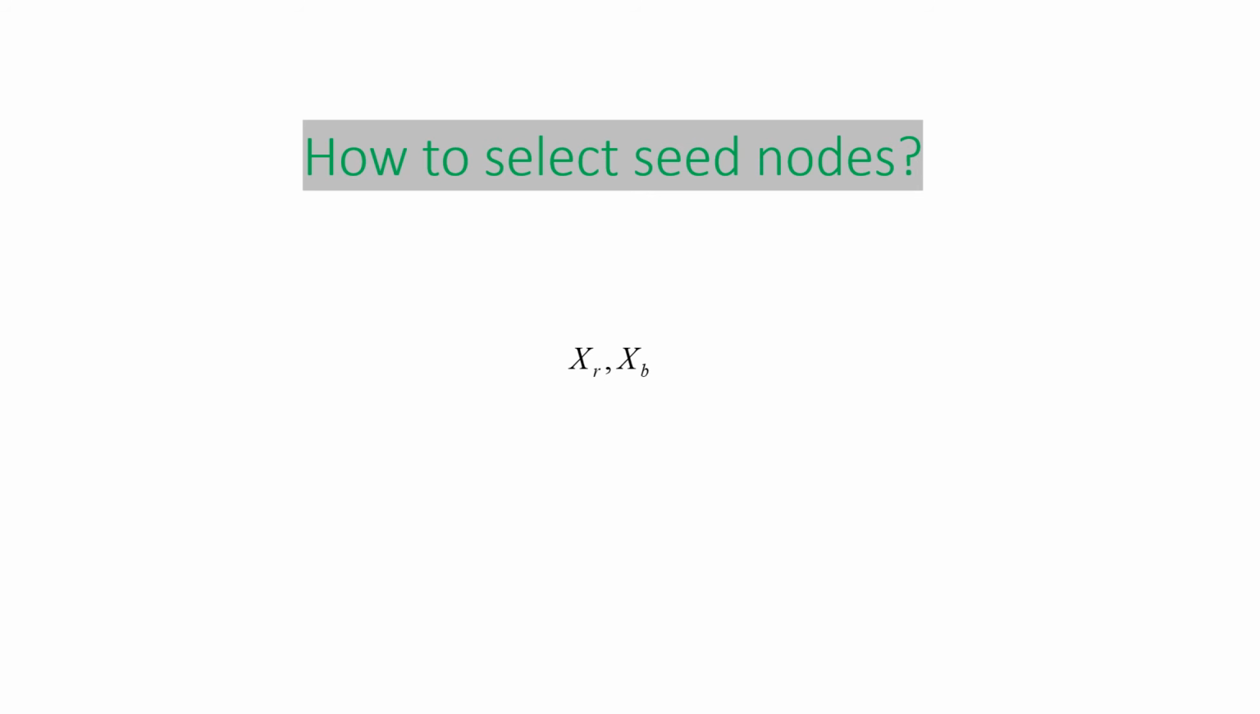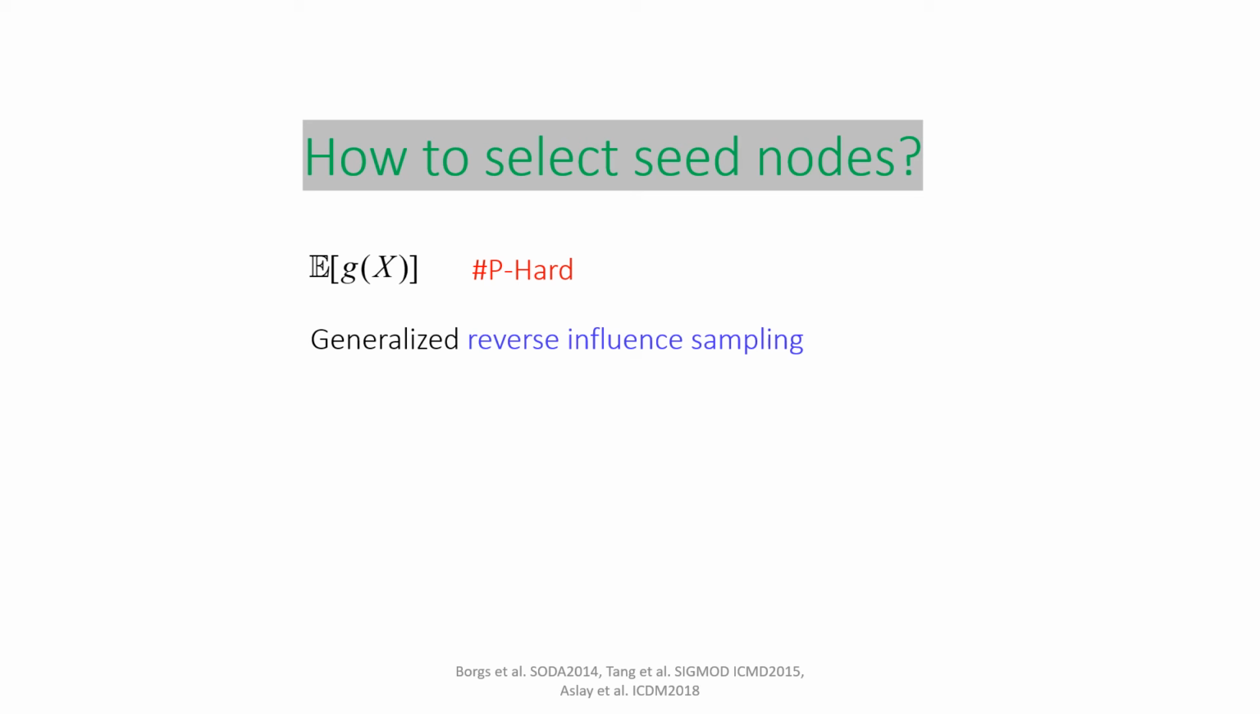And this XR and XB are the seed sets for the red and blue. It's sharp-P hard to calculate the expectation of the G function. We apply the generalized reverse influence sampling technique. In our paper, we call the special reverse reachable set RRP set, and we make just enough samples such that the FR of X will estimate the expectation of this G of X, and then we apply the greedy algorithm on this FR function.